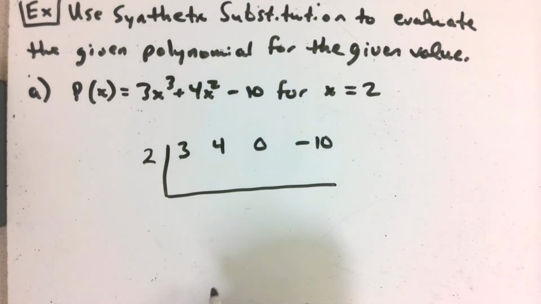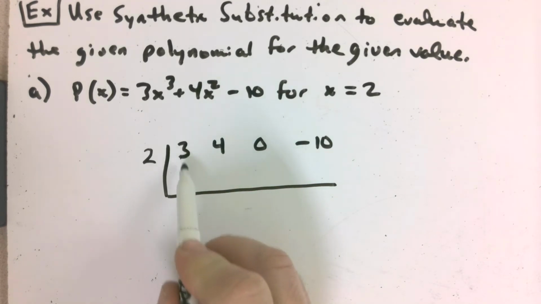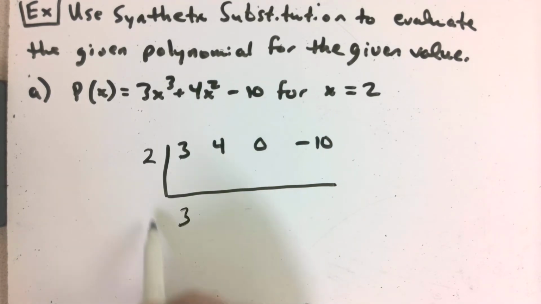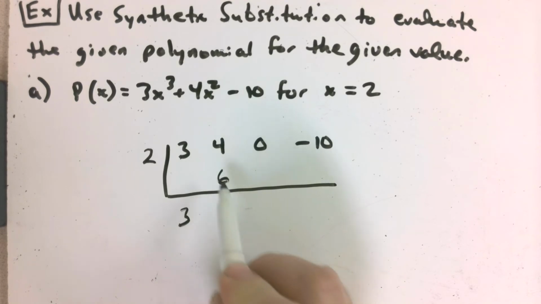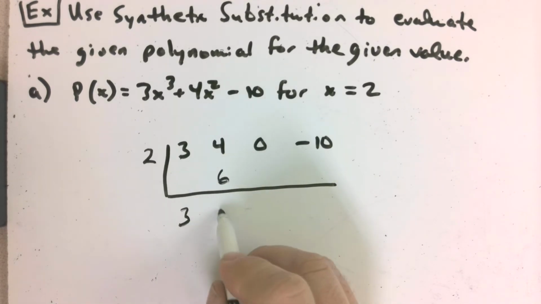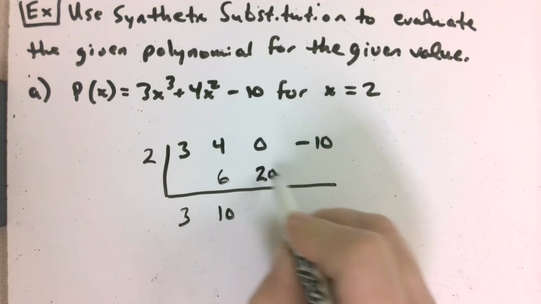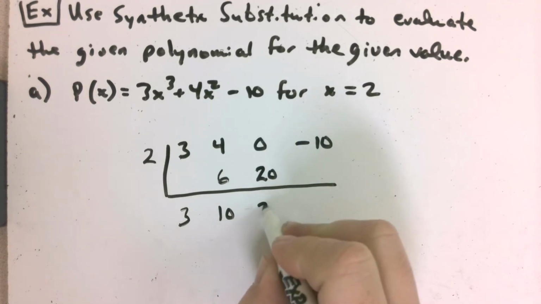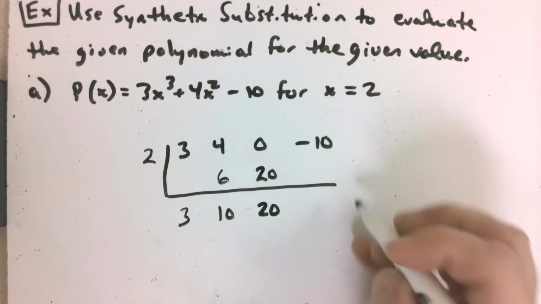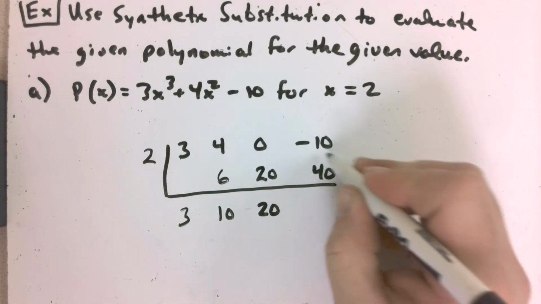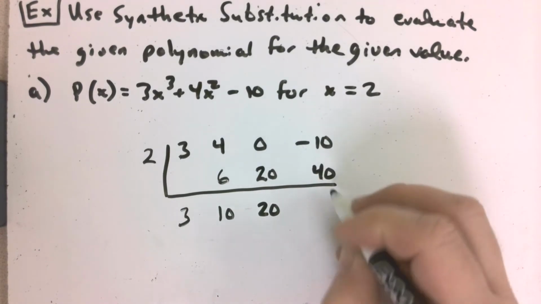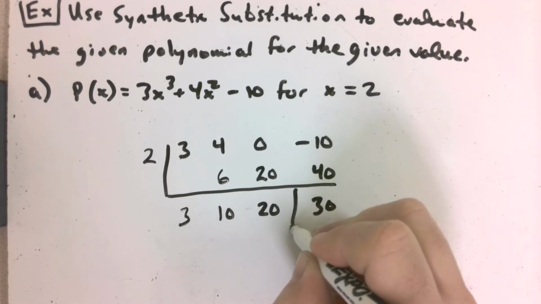When I do my synthetic substitution, it's just like synthetic division, so I'm going to do 3 plus nothing, which is 3. 2 times 3 is 6. 4 plus 6 is 10. 2 times 10 is 20. 0 plus 20 is 20. 2 times 20 is 40. And negative 10 plus 40 is 30.